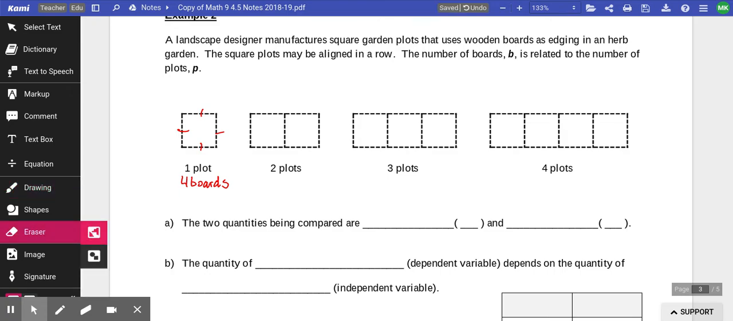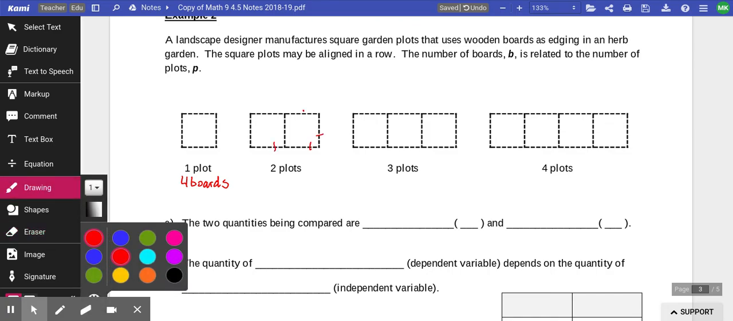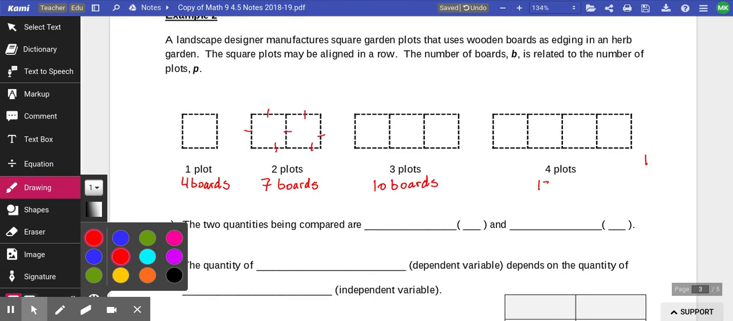Let's see. If you look at the second one, that one has 2 squares, but it has 1, 2, 3, 4, 5, 6, 7 boards. It's not 8 because they share one of the boards now. If you were to do 3 plots, how many boards is it? Yeah, there's 10 boards there. And if you looked at 4 plots, it's 13 boards.